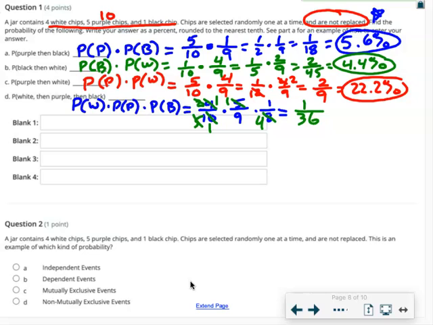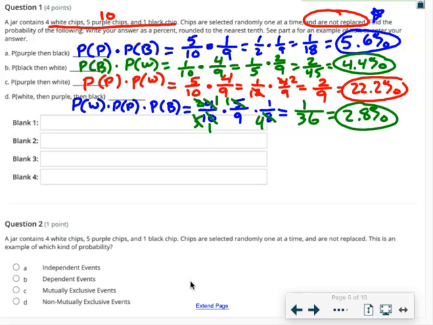I actually don't have this one punched in yet. We want the nearest tenth of a percent, I should say. 1 out of 36 comes to 2.8%. And that's how we're going to do number 1.